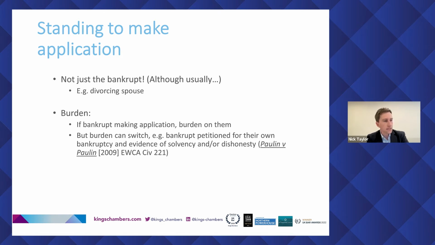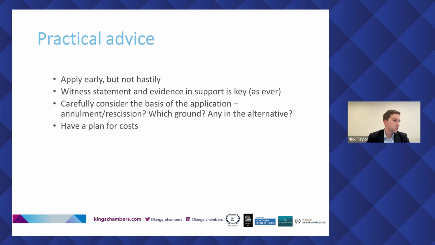In terms of the burden, who has the burden on making the application? Again, in the vast majority of cases, it's on the bankrupt. The burden is on them, but that burden can actually switch. So, for example, where the bankrupt themselves petitioned for their own bankruptcy and there is evidence that they were actually insolvent or dishonest at the time. In those circumstances, the burden is usually on the bankrupt to show why the order should not be annulled, because often in that situation, it would not be in their interest for the order to be annulled. So some practical tips.